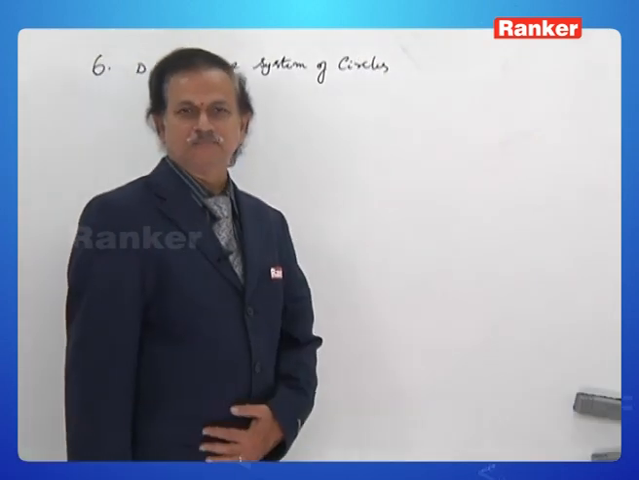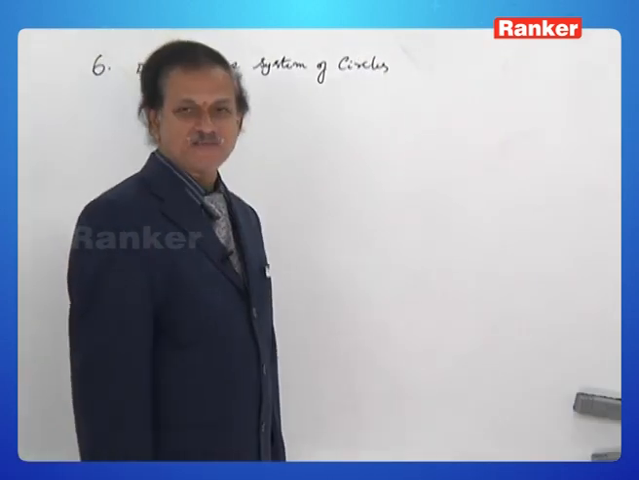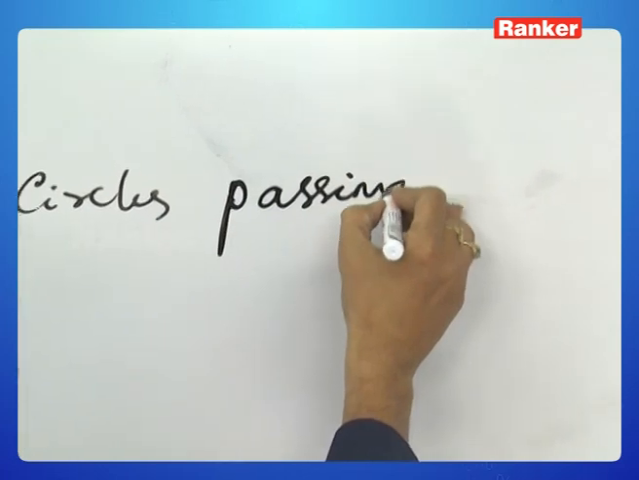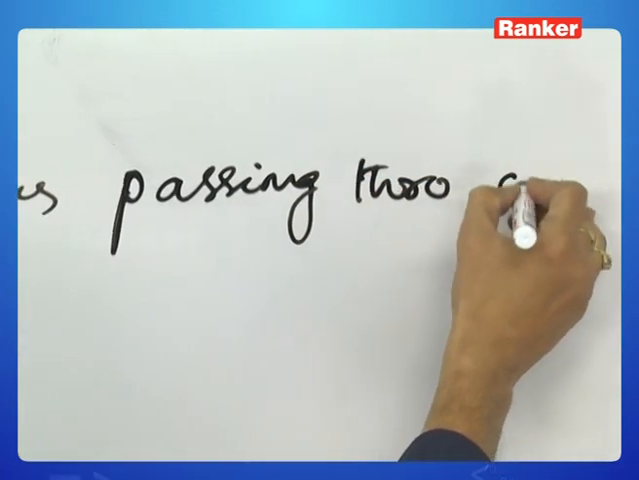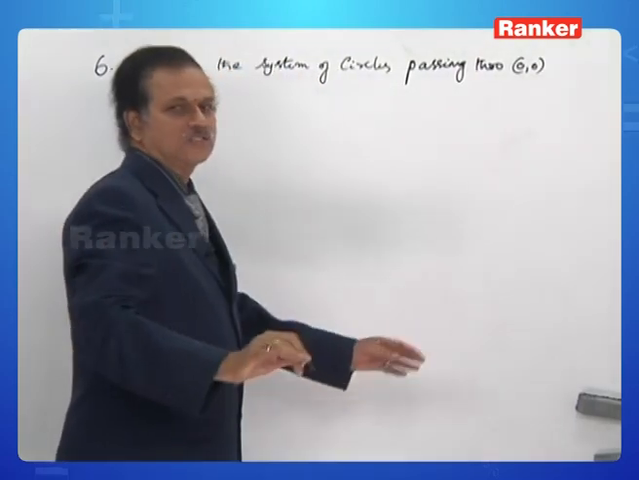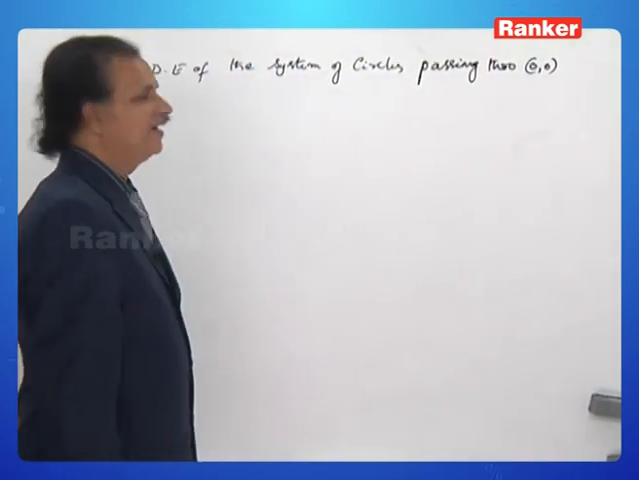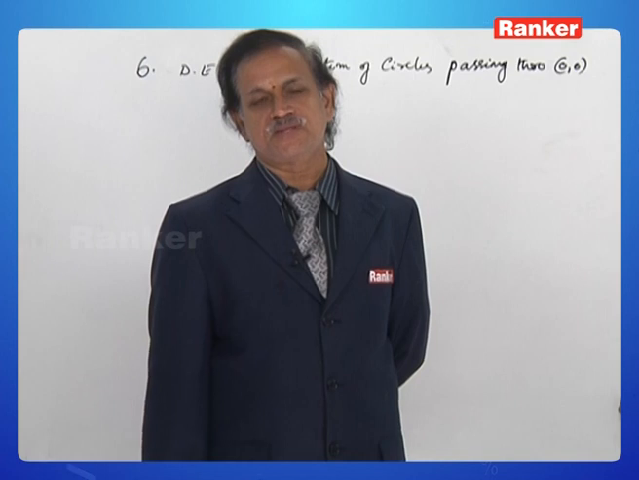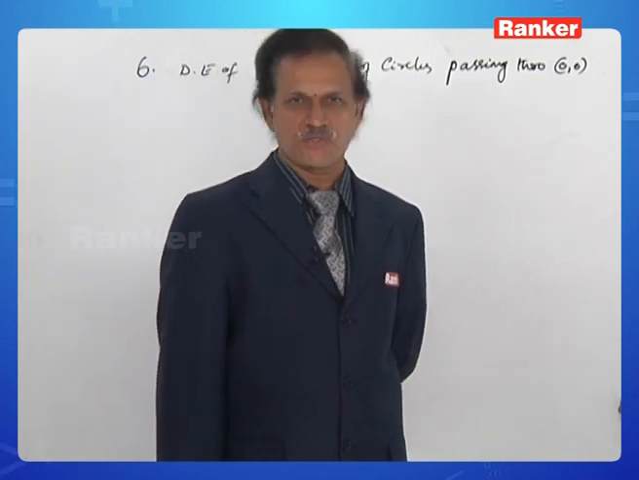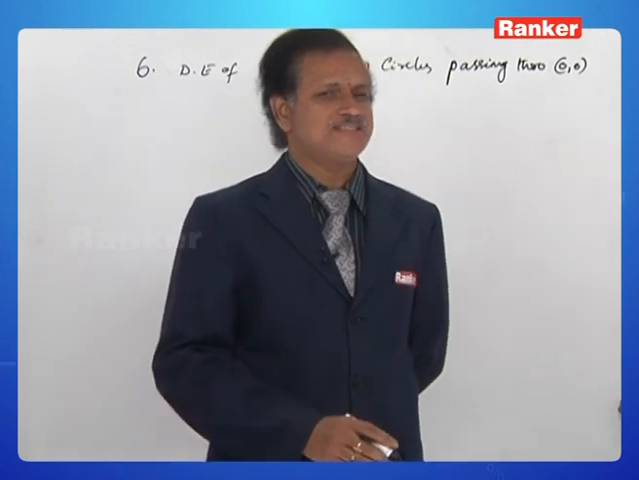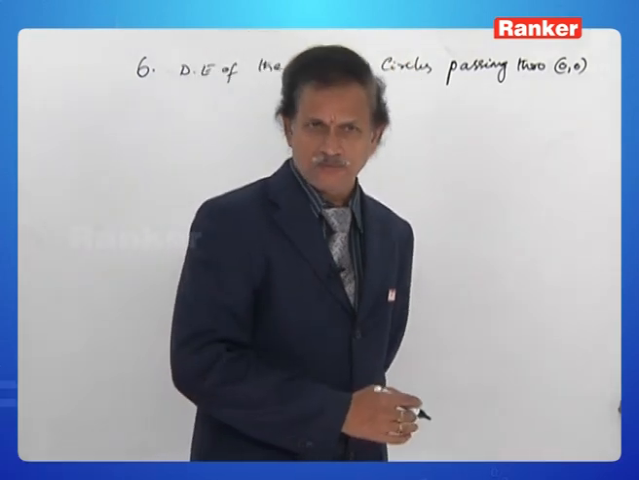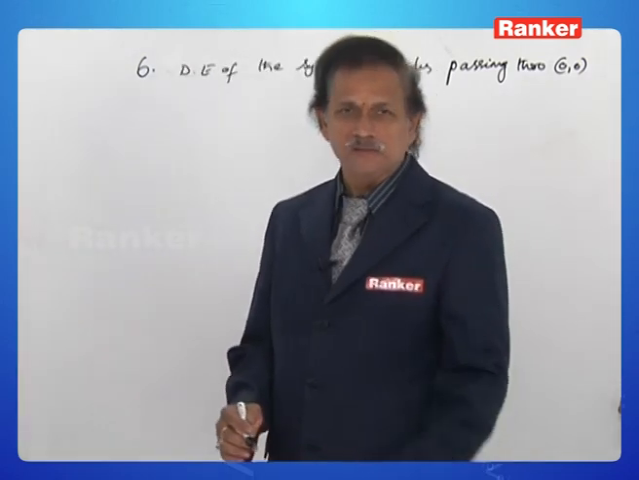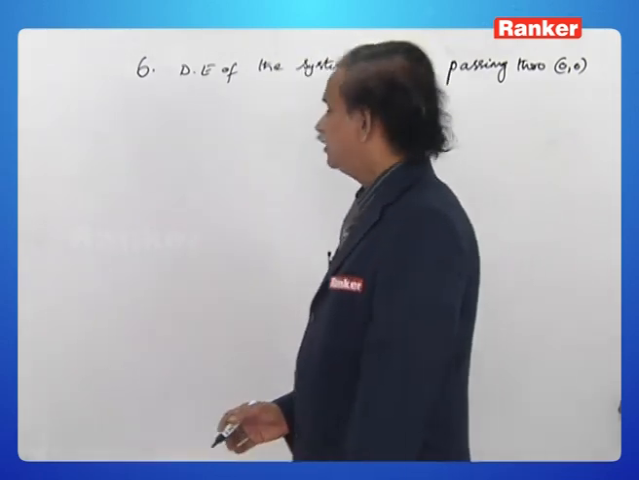The next question is, what is the differential equation of the system of circles passing through the origin? It's very simple. We recollect that the general equation of a circle is x² + y² + 2gx + 2fy + c = 0. If it passes through the origin, c becomes 0. Then the standard form is x² + y² + 2gx + 2fy = 0, isn't it?